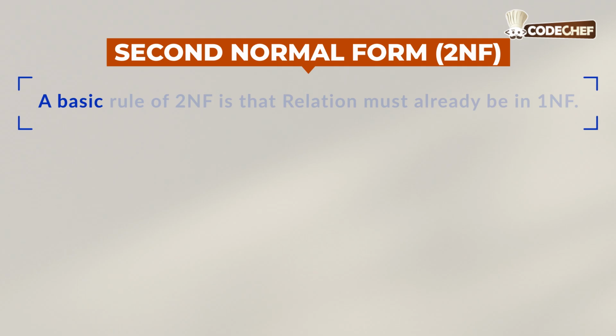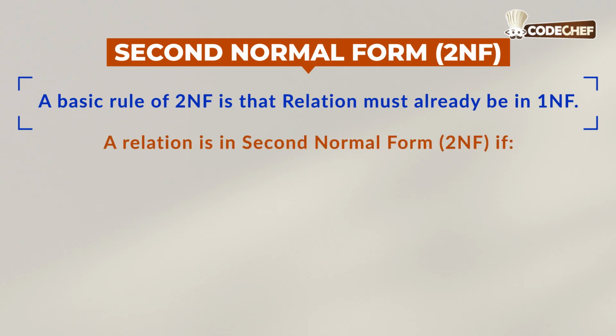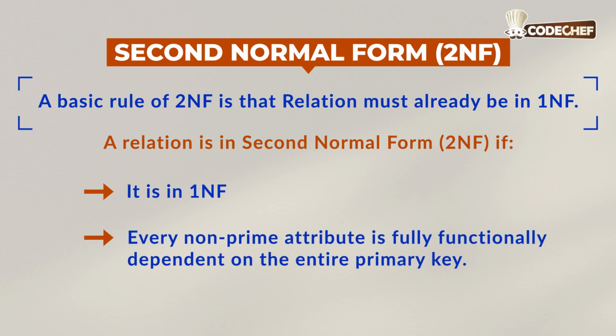Second normal form or 2NF. A basic rule of 2NF is that the relation must already be in 1NF. That means it must have atomic values. A relation is in second normal form if it is in 1NF plus every non-prime attribute is fully functionally dependent on the entire primary key.